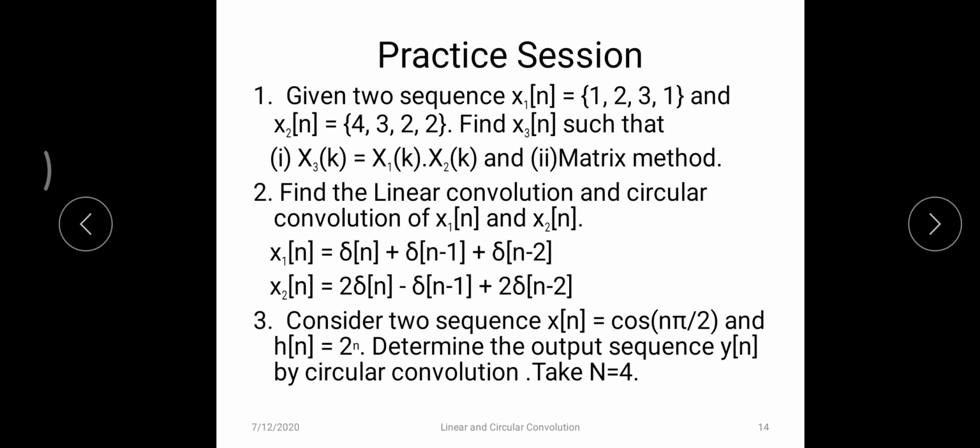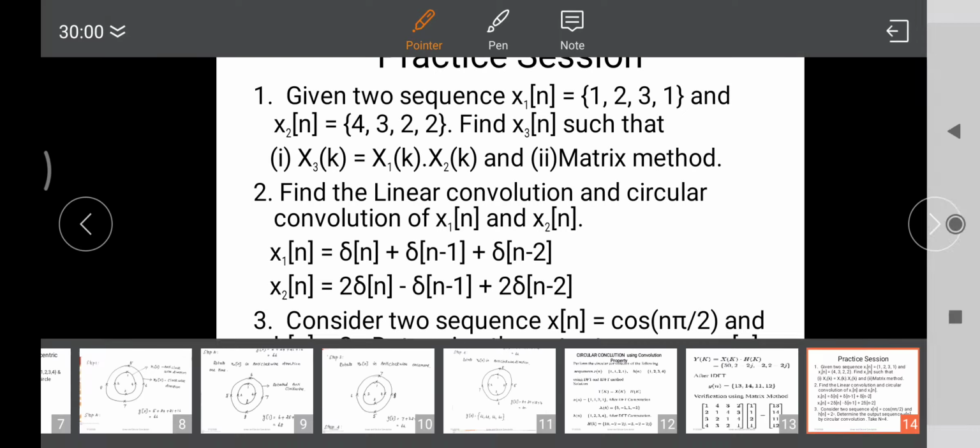Coming to the third problem. Consider two sequences: x of n is cos of n pi by 2 and h of n is 2 power n. Determine the output sequence y of n by circular convolution. Assume N is equal to 4. It means that we have to generate our own sequences. If capital N is equal to 4, small n takes the values 0, 1, 2, 3. Then find x of 0, x of 1, x of 2 and x of 3, and similarly find h of 0, h of 1, h of 2 and h of 3, and do the circular convolution between those sequences using the matrix method, concentric circle method and convolution property.